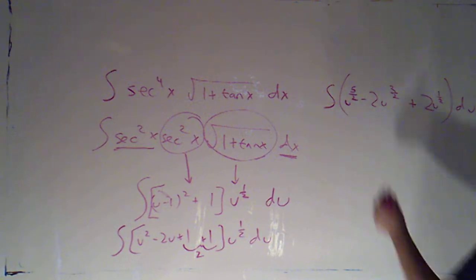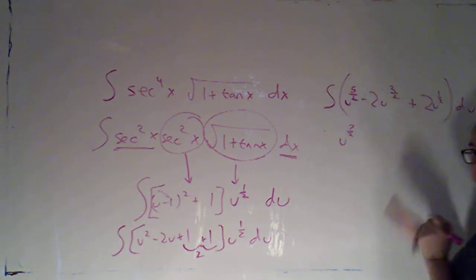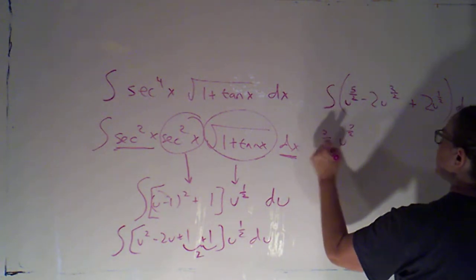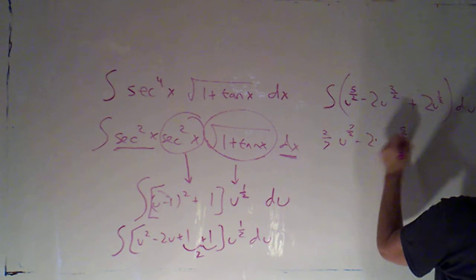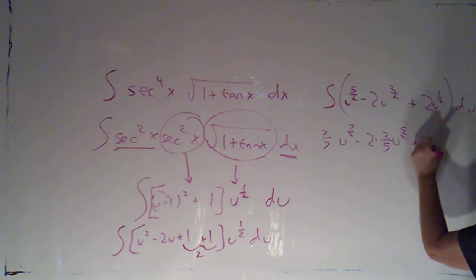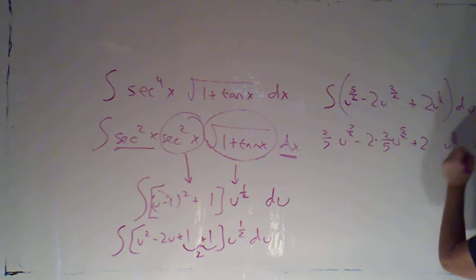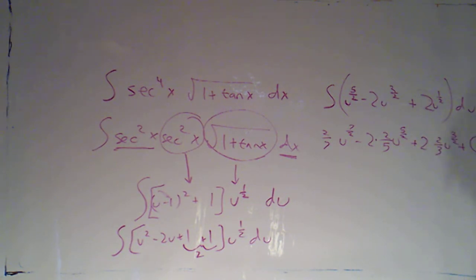Okay, so I can integrate. So now I'm going to get u to the 7/2, dividing by that power is going to be 2/7, minus 2 times u to the 5/2, dividing by that power is times 2/5, plus 2 times u to the 3/2, dividing by that power is times 2/3, plus a c.